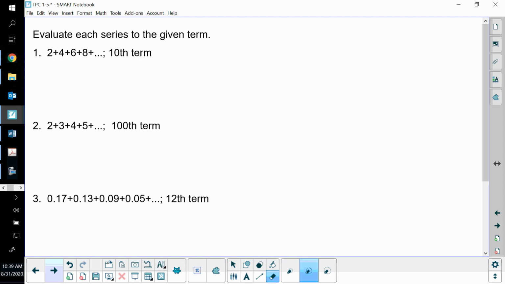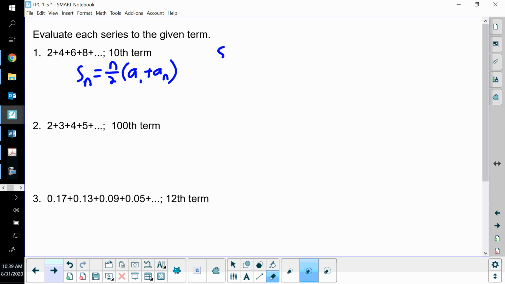So evaluate each series. We know it's a series because we got the pluses between. We should always ask arithmetic or geometric. Well, in the first one, we're going up by 2 each time, so that's arithmetic. So we'd want to think our arithmetic series formula, which again, you'll have to memorize for the test.